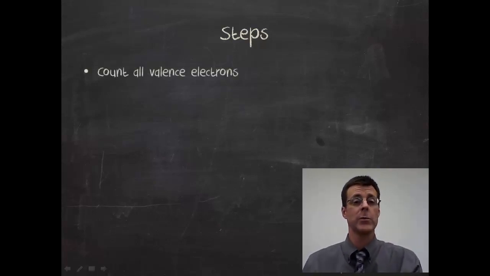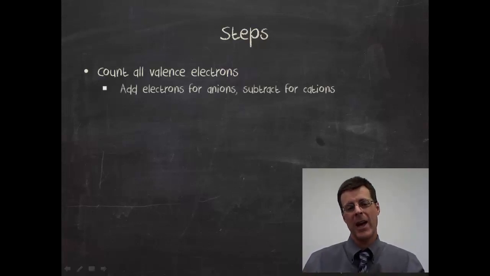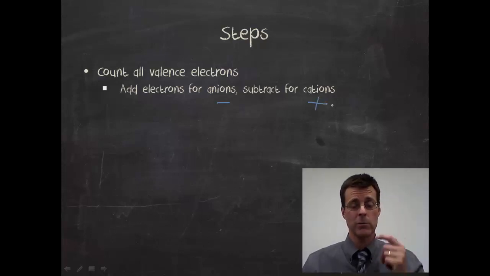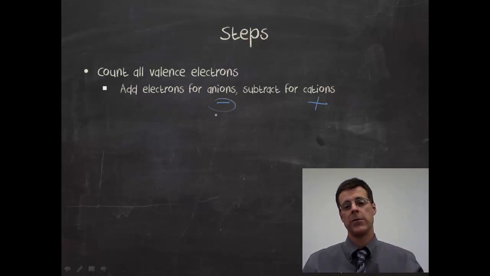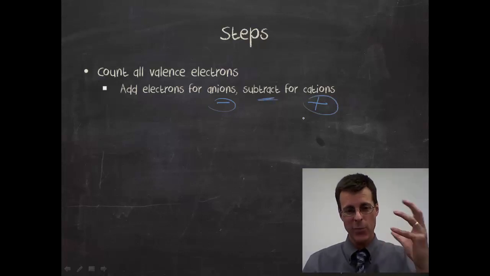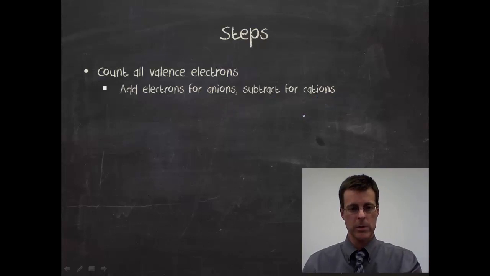Your first step will be to count all the valence electrons. We'll talk about how in a couple of minutes. You are also going to have to add electrons for an anion. An anion, if you recall, is a negative charge, or subtract electrons for a cation. A cation is positively charged. Now right away we have to remember the backwards thing in chemistry. If I'm adding electrons, it's a negative charge. If it's a plus charge, that means subtract electrons. So backwards I know, but that's the way it is.